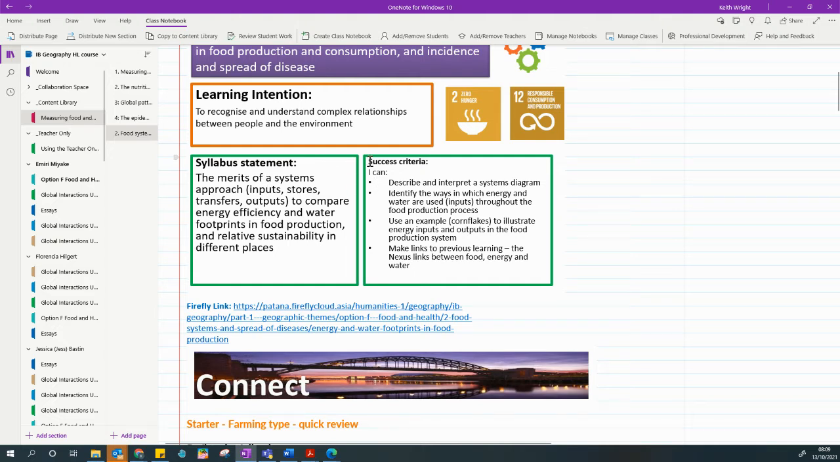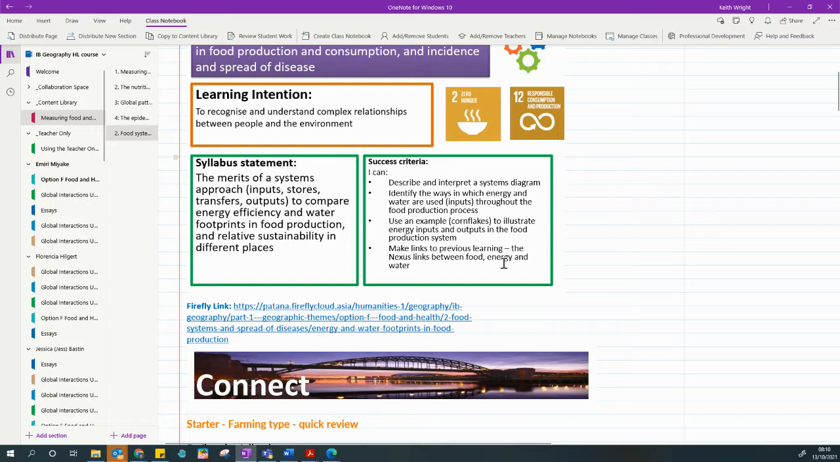Now, fortunately, our success criteria breaks it down a little bit more, so it's easily digestible for you. So you have describe and interpret a systems diagram, identify the ways in which energy and water are used, inputs throughout the food production system. And then you're going to use an example of cornflakes to illustrate this. Maybe you've had cornflakes for your breakfast this morning.